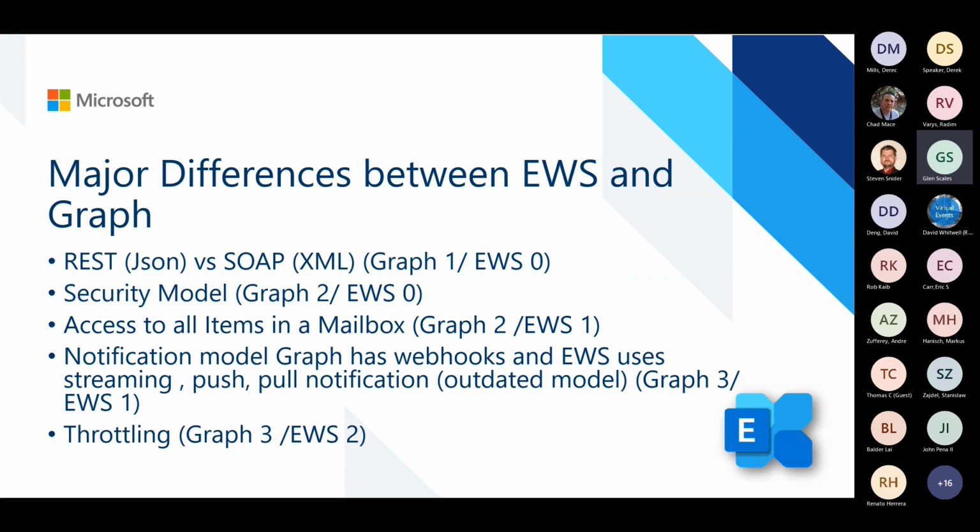Streaming notifications are good because you don't need a public-facing IP address to receive the notifications from the cloud or from Exchange. With Graph and webhooks, you'll need some sort of public endpoint that's going to receive those notifications. That's not that hard these days with Azure and hosting, but it's one thing to consider if you're building client applications. Throttling, as I mentioned, EWS has much more ISV-friendly throttling arrangements than Graph.